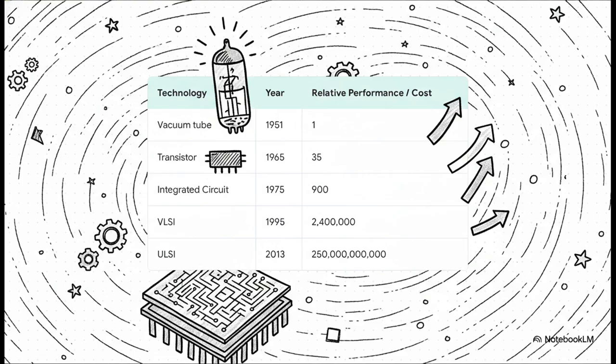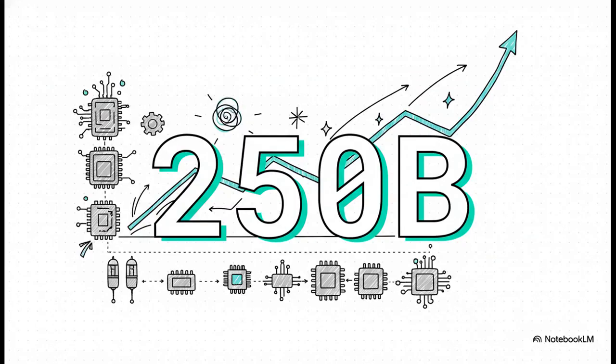And the numbers behind that transformation? They're even more wild. So if we set the performance per dollar of a vacuum tube back in 1951 as our baseline, just one, then by the time we get to integrated circuits in 75, we're at 900 times better. Fast forward to 1995, and it's 2.4 million times better. But by 2013, well, the number becomes almost unbelievable. 250 billion. A 250 billion-fold improvement in performance for your money in just over 60 years. That is the result of applying these 8 great ideas relentlessly. It's an exponential curve of progress that's unlike almost anything else in human history.